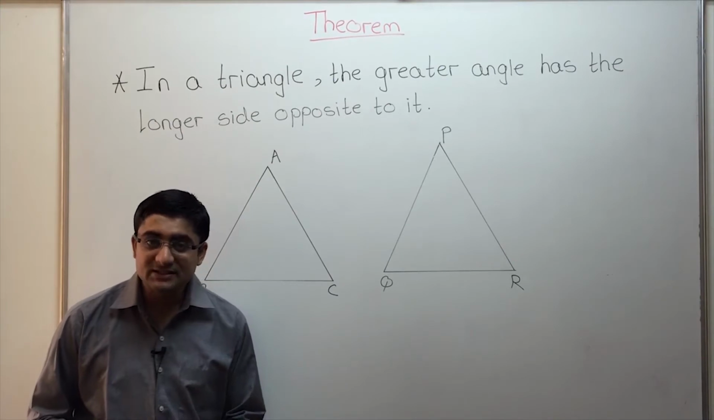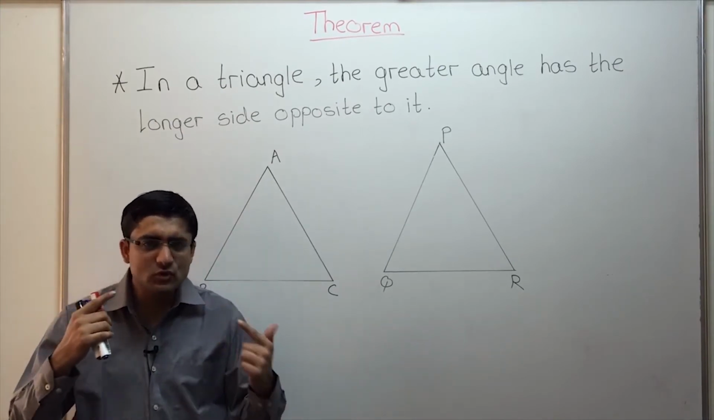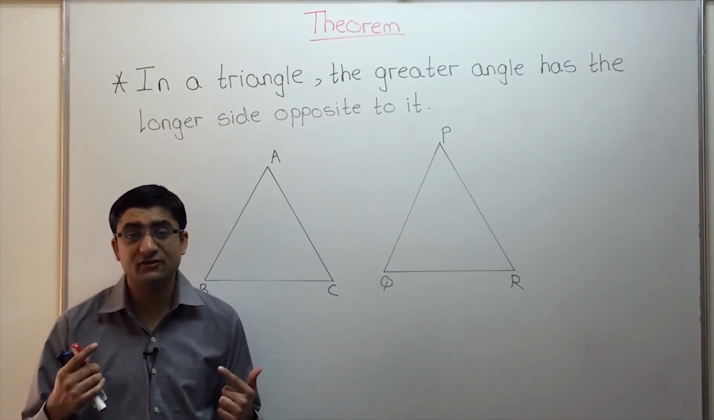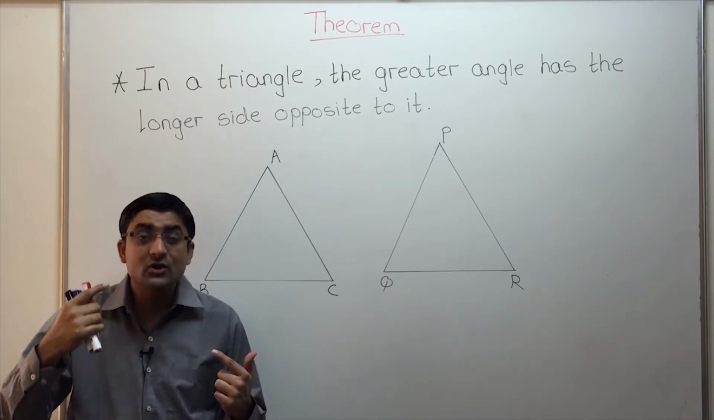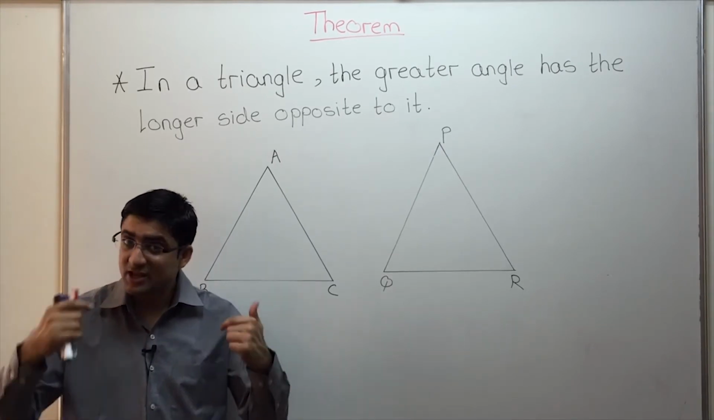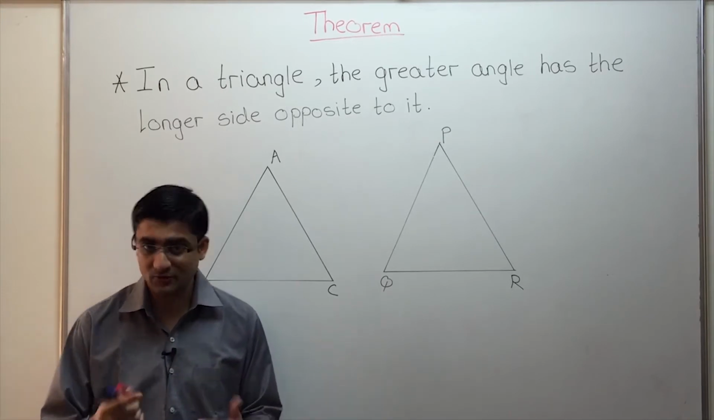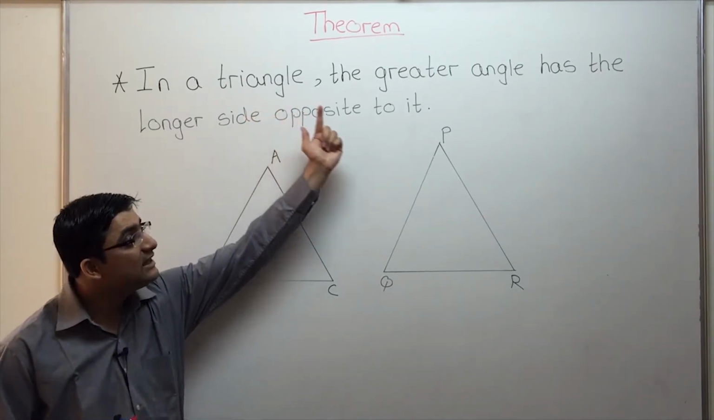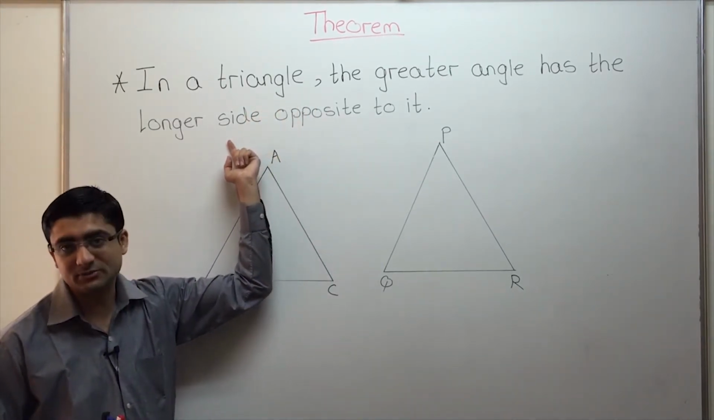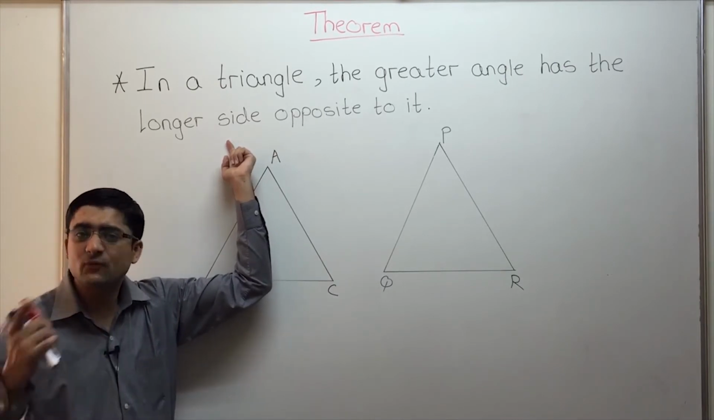So previously we learned that in a triangle, whenever we have two unequal sides, that is two sides of different lengths, then the side which is longer will have a greater angle opposite to it. Now in this video, we're going to learn the other way around. In a triangle, the greater angle has the longer side opposite to it. This is just vice versa of what we have learned.